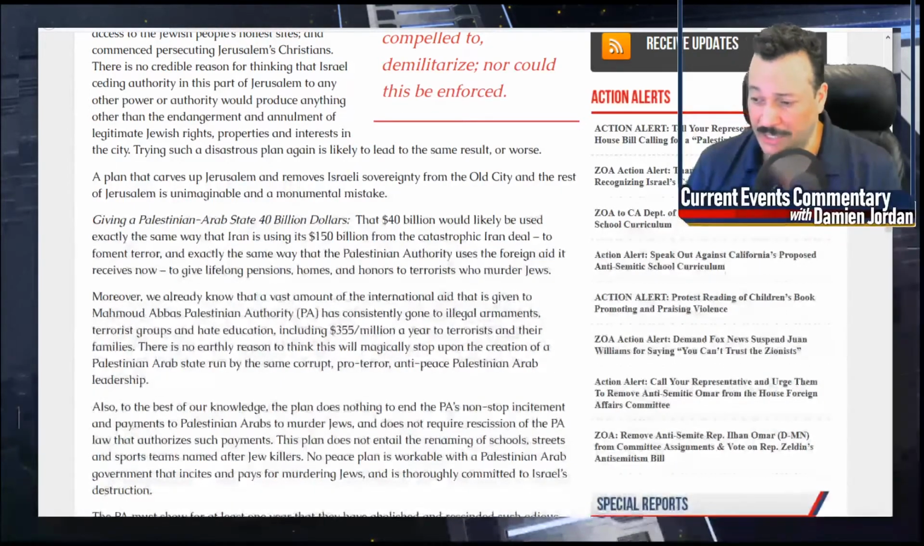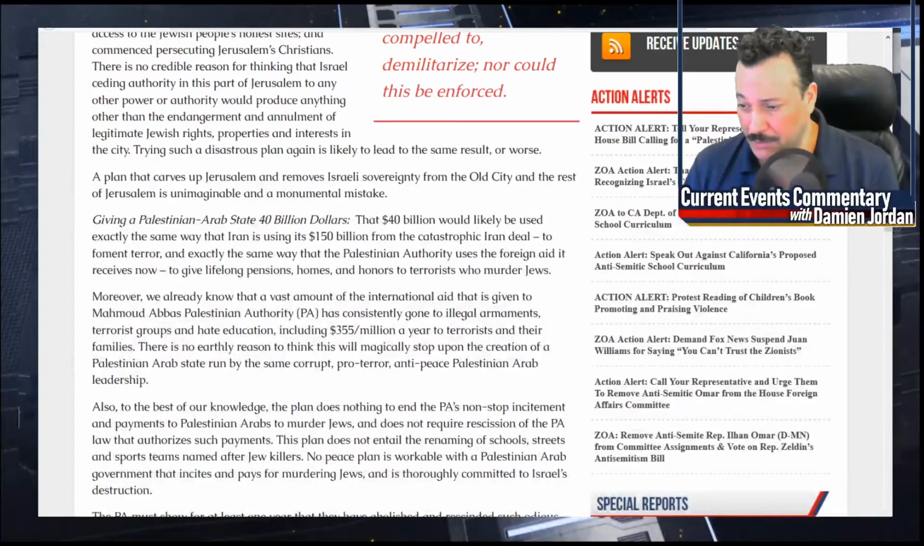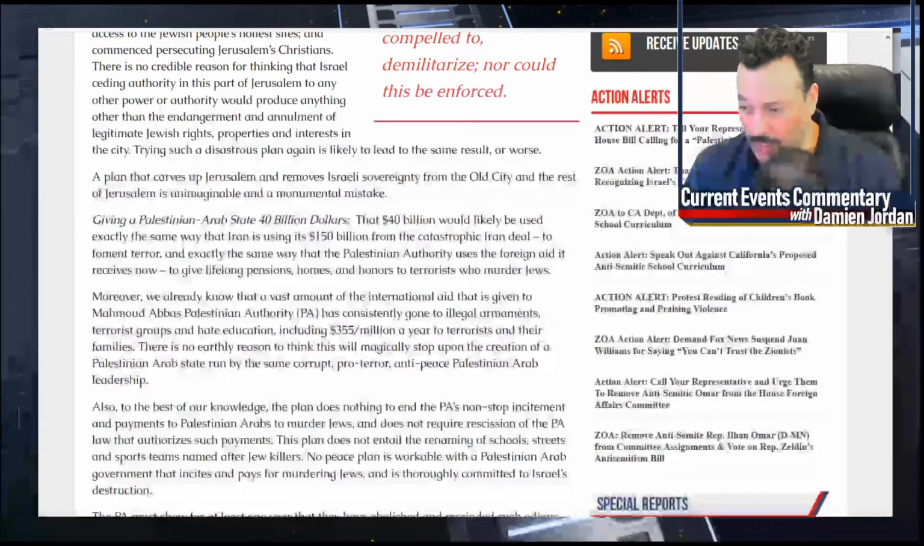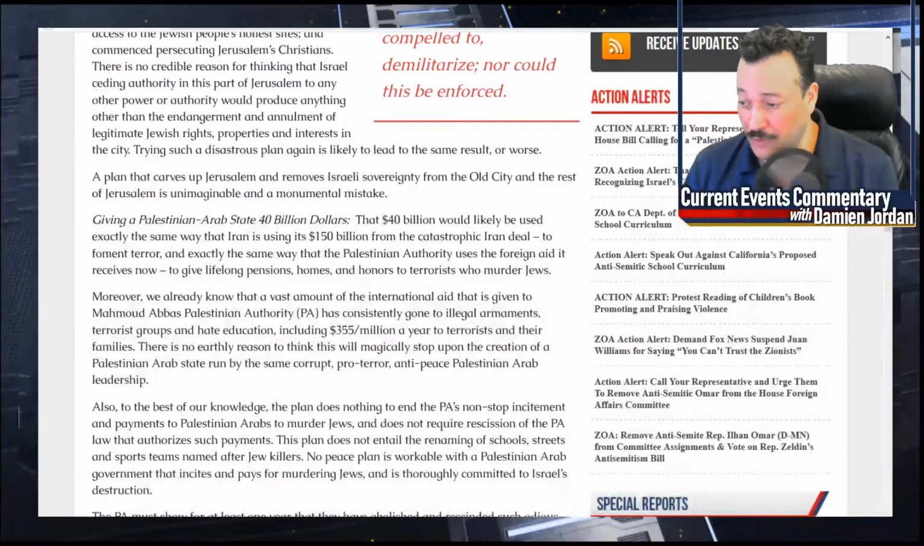Giving a Palestinian Arab state $40 billion. That $40 billion would likely be used exactly the same way that Iran is using its $150 billion from the catastrophic Iran deal to foment terror, and exactly the same way that the Palestinian Authority uses the foreign aid it receives now to give lifelong pensions, homes, and honors to terrorists who murder Jews.